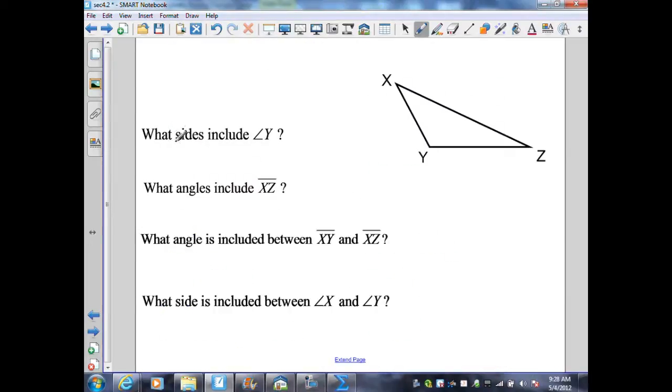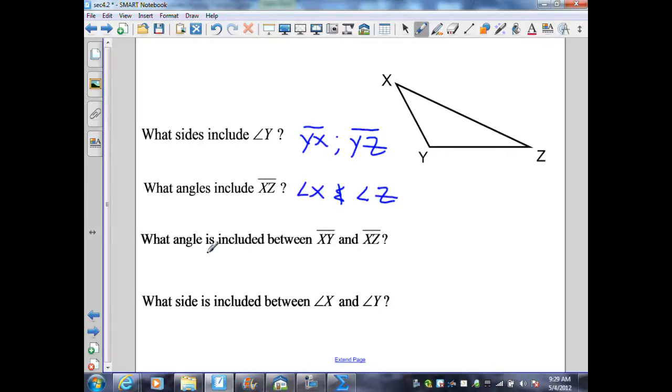On this slide, they just want me to answer the questions based on the diagram triangle XYZ. Number 1, what sides include angle Y? Those are the sides that form that angle. So I start at the vertex Y, and my sides of that angle are YX and YZ. Number 2, what angles include segment XZ? Those are the endpoints of the segment, which would make up angle X and angle Z.